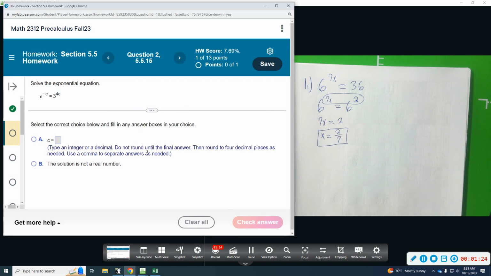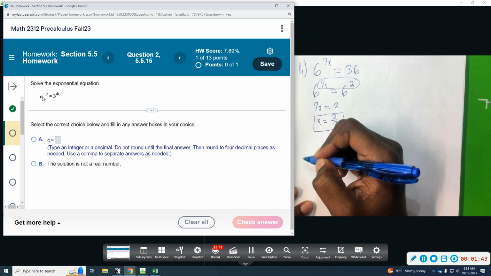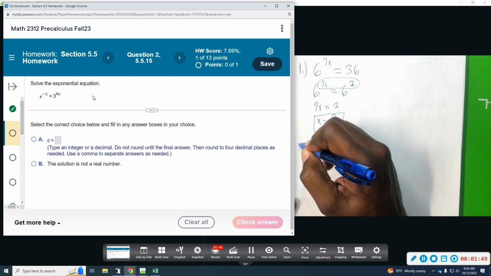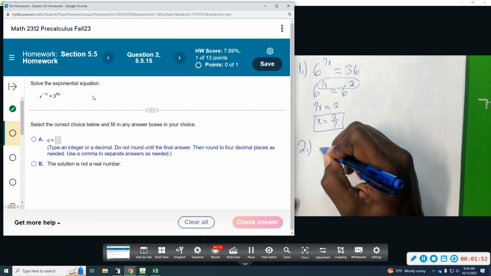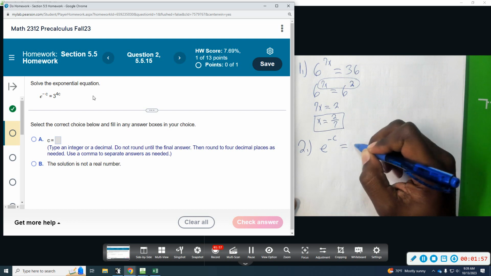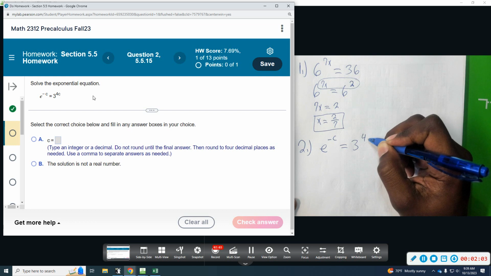Alright, number 2 says solve the exponential equation. So, since we have a base of e, what we want to do is apply the natural log to both sides. So just like we can multiply both sides by a constant, we can apply a log to both sides. And that's going to help us to solve this one. So we have e to the negative c power equals 3 to the 4c power.